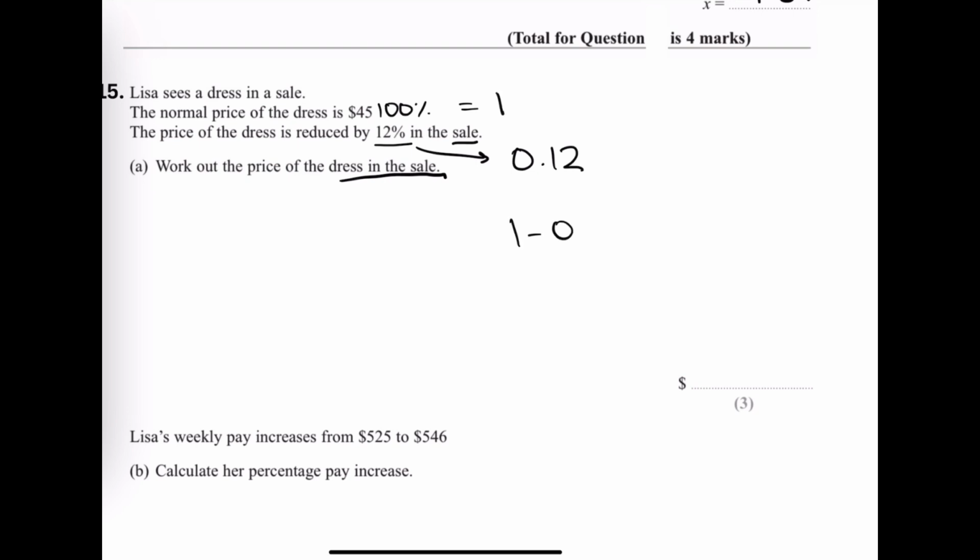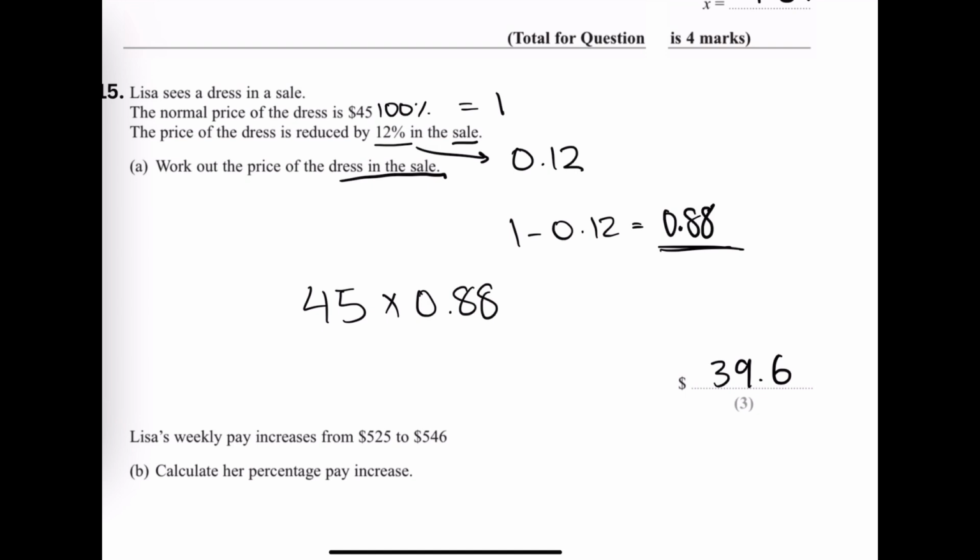So do 1 minus 0.12. So the answer is 0.88. So this is basically what the new percentage is. So what you can just do is 45 times by 0.88. So the answer would be 39.6, which is the new price of the dress.